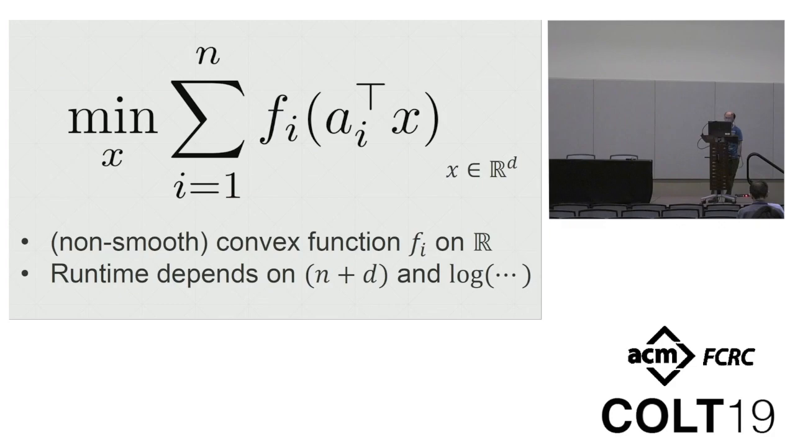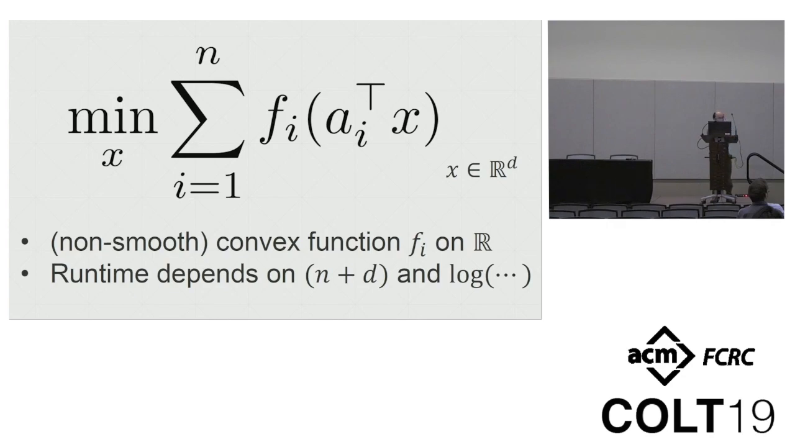So this talk is just about this form. The font should be large enough. As you can see, we're trying to solve some one-dimensional convex function, but with a bunch of A transpose X. The only difference is here we only assume Fi is convex, so it can be non-smooth.